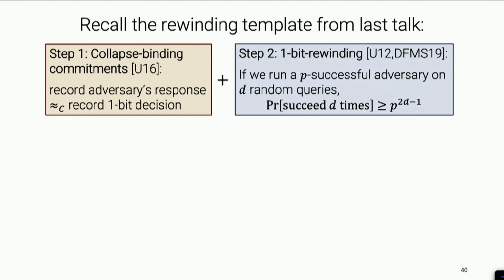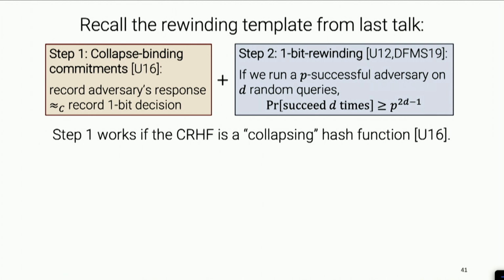And we combine this with this one-bit rewinding lemma. This is a slight generalization of Unruh's lemma due to DFMS that generalizes it to larger constants. So last time we plugged in the d equals 2 case, and we said the probability you succeed twice is p to the 3. But in general, for a constant d, it's p to the 2d minus 1. And actually, this turns out to be tight. So step 1 is not the issue here.